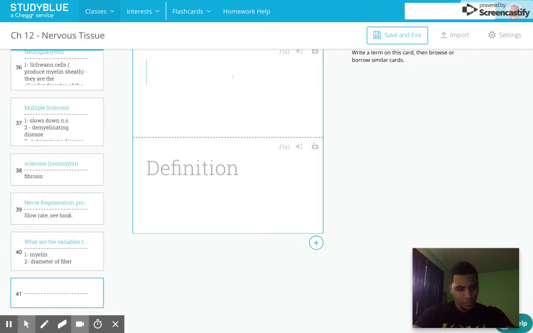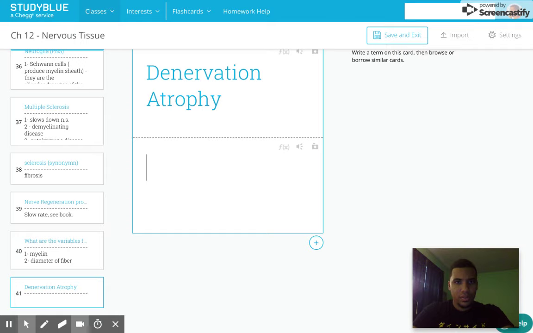So here, remember what denervation atrophy is. We also need to know what the nerve growth factor is.